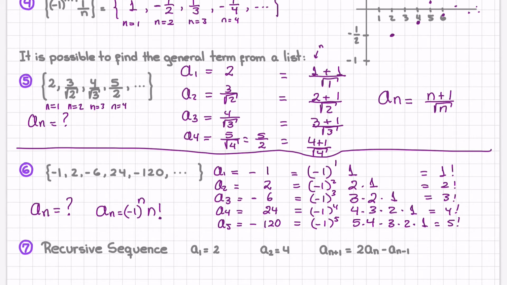Notice if you plug in, say, a 3 here, it would be negative 3 factorial. And 3 factorial is 6. So you have the third term. And so on.